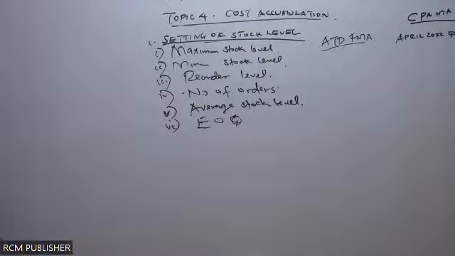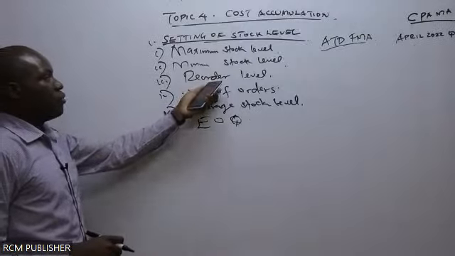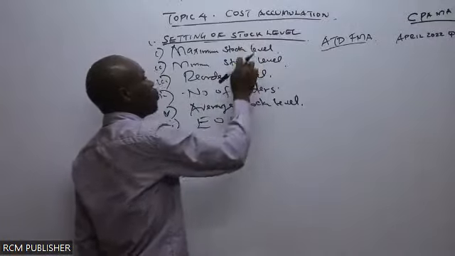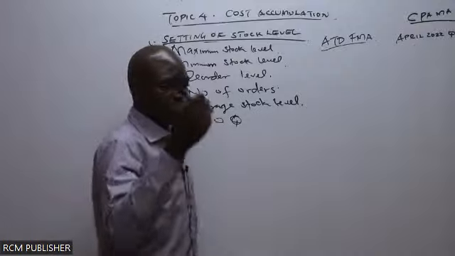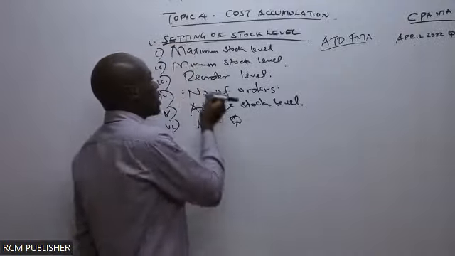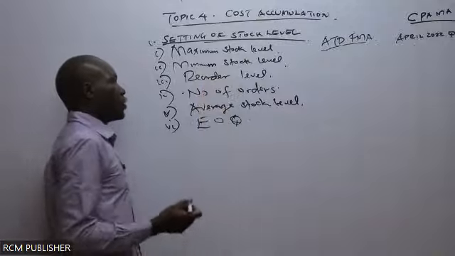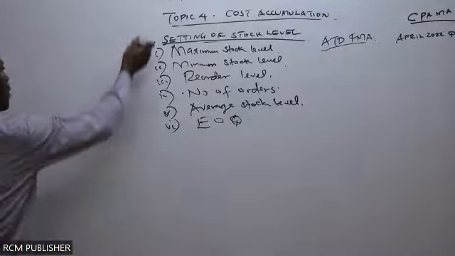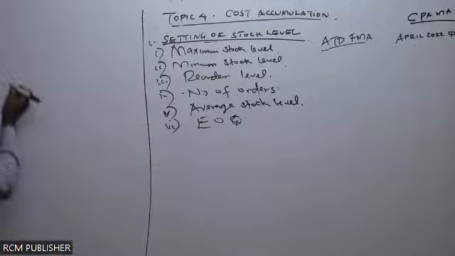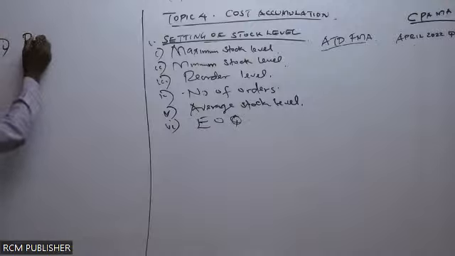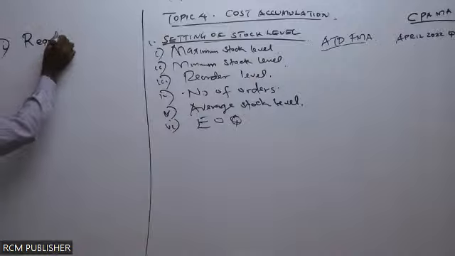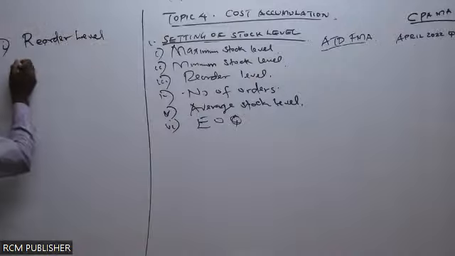Now, as you look at that question, together, I want us to first of all start with the reorder level, because for you to get the maximum stock level, we need the reorder level. For you to get the minimum stock level, we need the reorder level. And therefore, we are going to start doing our workings from this area. We want to get the reorder level. That will be our initial point. So the first thing here is the reorder level.